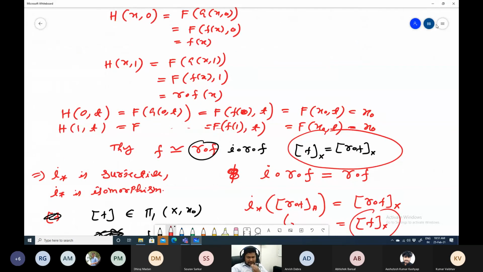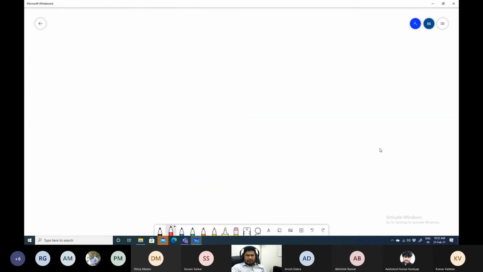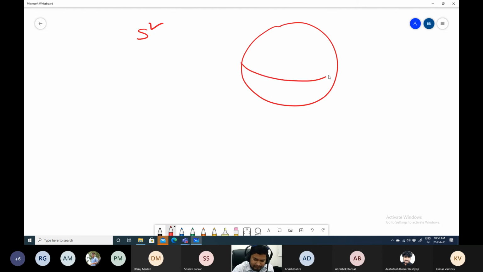Since we do not have sufficient time left, I will just quickly go through one thing. I will not solve it. I will solve this exactly in the next class. Now just tell me, what will be the fundamental group of S2? Any idea? Do you know what S2 is? S2 means sphere. Anyone?